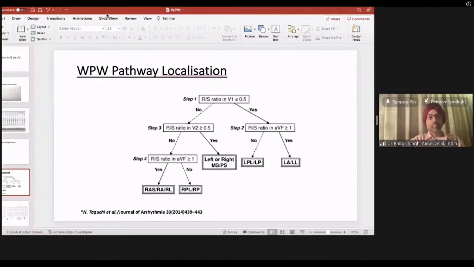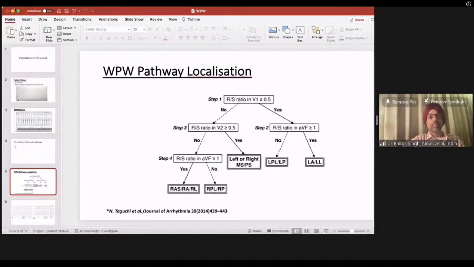Very nice case, Balbir. A couple of things. As was mentioned, it's always safer to ablate this during orthodromic tachycardia than during pacing.